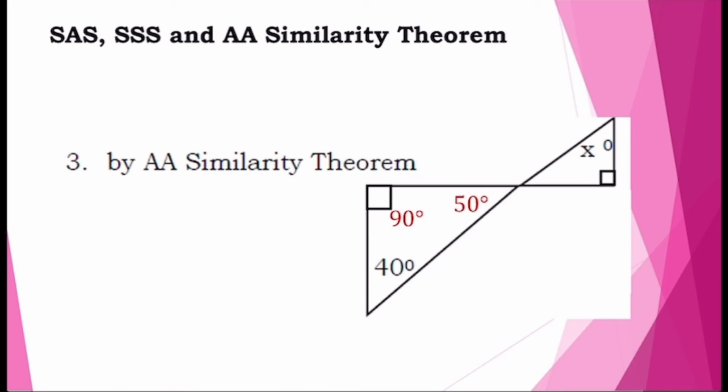Since we're looking for the value of x and we have a vertical angle, we all know that vertical angles are congruent. So the opposite angle of 50 degrees also has a measure of 50 degrees. And since there is again a 90 degrees angle in another triangle, what will be the value of x? That's right, the answer is also 40 degrees. Now, let's proceed to the right triangle similarity theorem.